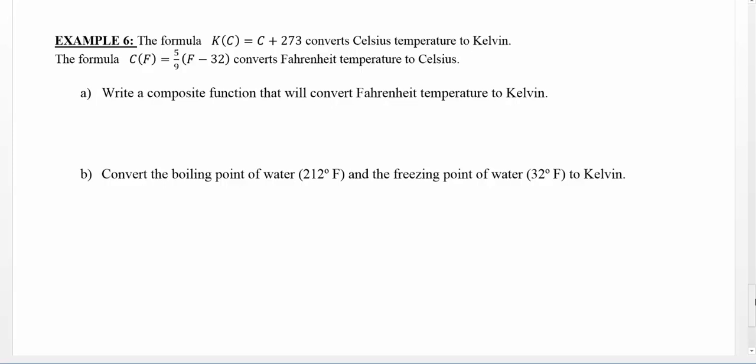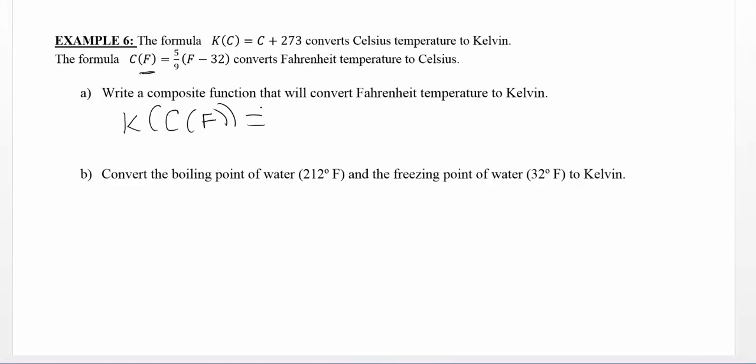So for part A, we want to write a composite function that will convert Fahrenheit temperature to Kelvin. So since we ultimately want Kelvin, we have Kelvin as the outermost function. And in order to get to Fahrenheit, we need Fahrenheit to be the innermost part of our function. So we're going to do K of C of F, which means that we're going to be plugging our Celsius function into our Kelvin function.